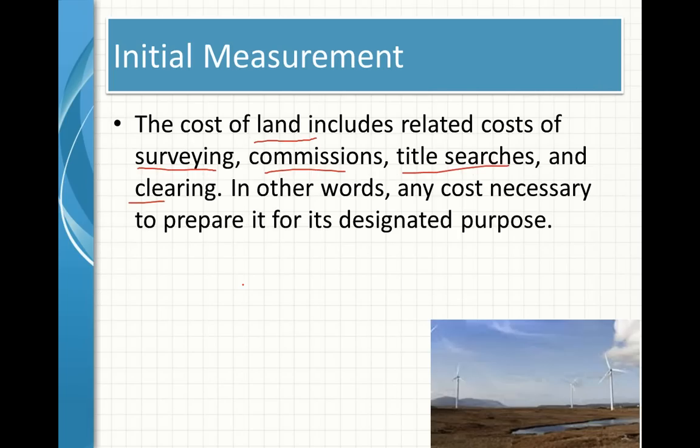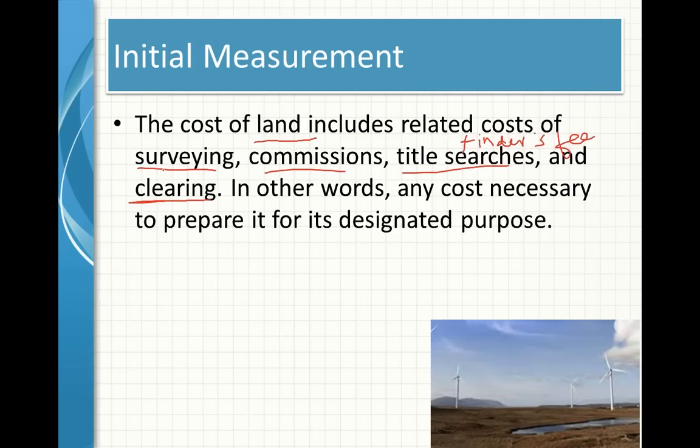But after the acquisition of land, whatever cost you pay, say for example, you are laying the foundation here, is not to be allowed. But grading is allowed. Grading of the land at the time of registration is allowed. So land cost includes surveying, commissioning, title search, that is finder's fee, till the registration in our name. And even after registration also some grading will be there.